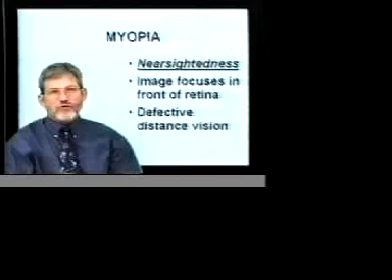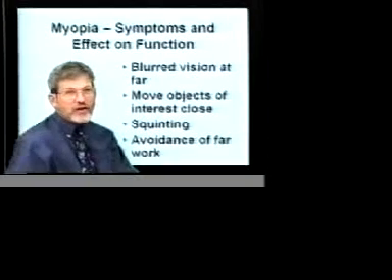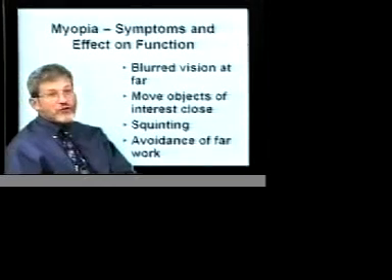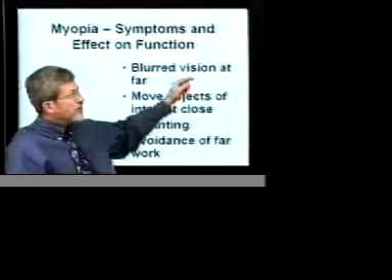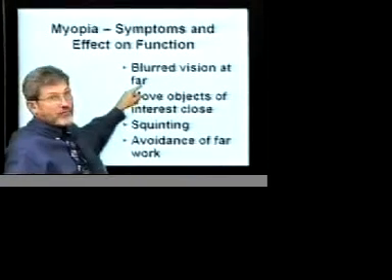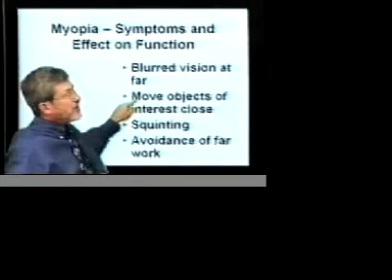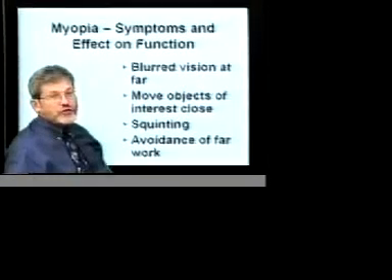The image focuses in front of the retina, and they have defective distance vision. How much defective distance vision they have depends upon how much myopia they have. So the functional impact of myopia is blurred vision at far in the distance, and again, it's dependent upon how much myopia they have. This person is going to want to move objects of interest closer to see them.